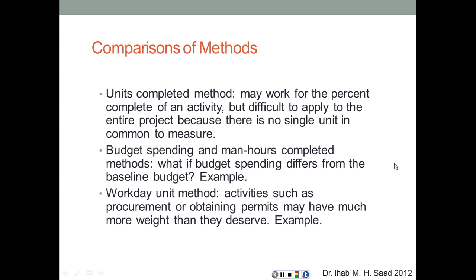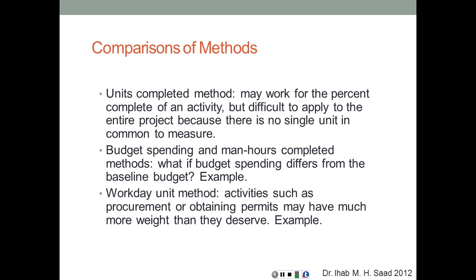The units completed method may work for the percent complete of an activity, but it's difficult to apply to the entire project because there's no single unit in common to measure. For example, when you talked about air handling units or doors, not the whole project is doors or air handling units, so units by itself is not a common factor to measure and distribute along the whole project. Budget spending, now we have only one common unit of measure, which is dollars, for example, or the currency that you're going to be using, as all the resources can be translated into that universal or common factor.